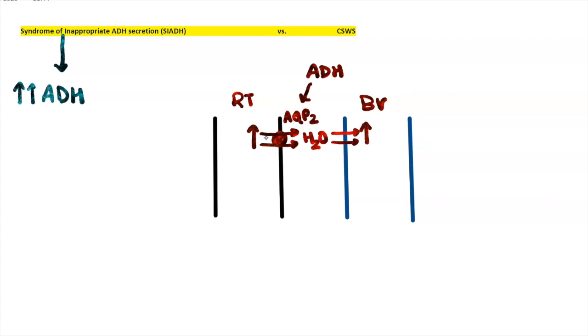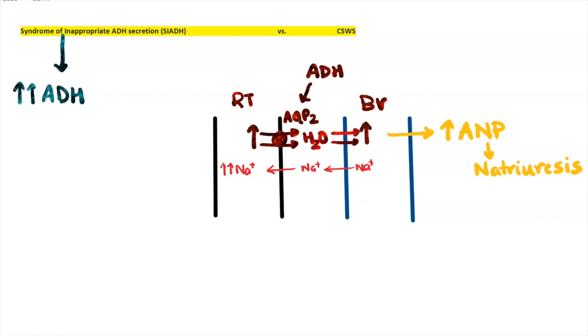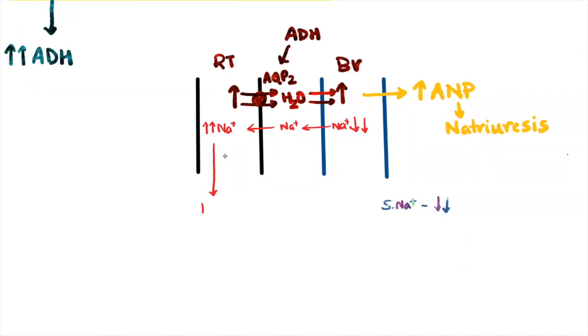This is going to increase the blood volume, which stimulates the release of ANP, atrial natriuretic peptide. This causes natriuresis, which means there is increased sodium loss in renal tubule. This sodium comes from interstitium, which in turn comes from the blood vessel. So the net effect is decreased serum sodium levels leading to hyponatremia. On the other side, urinary sodium is going to increase.